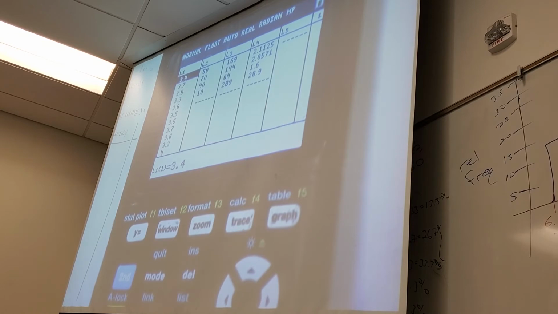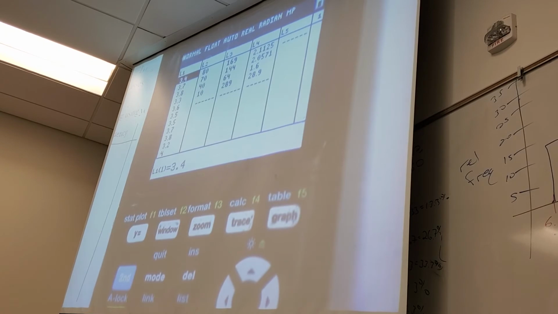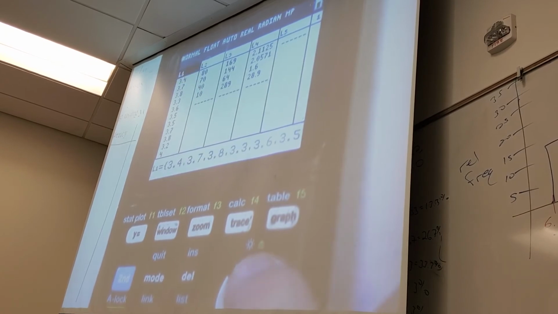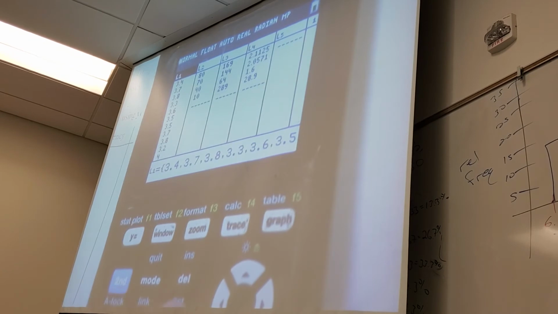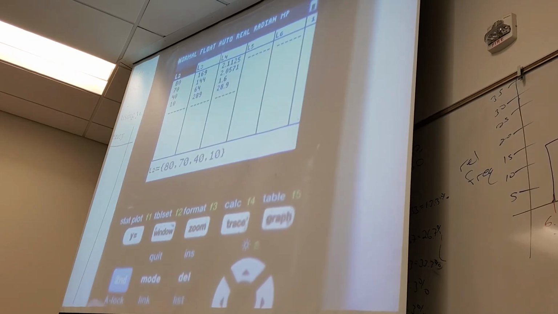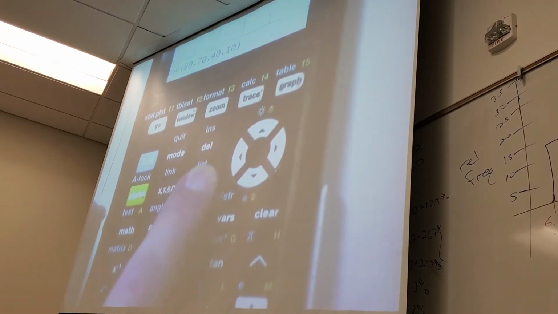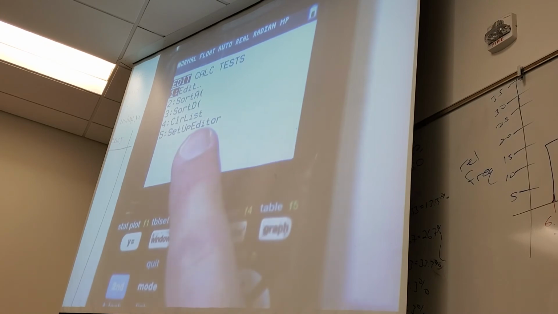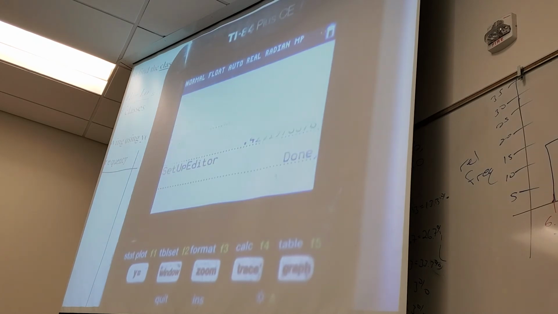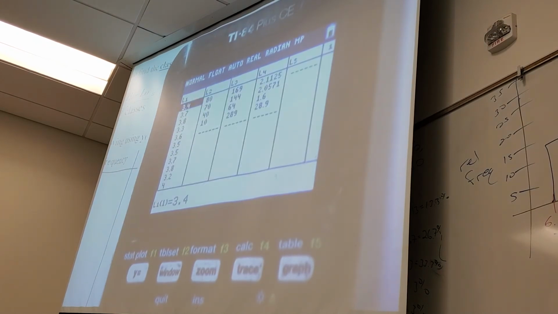So does everybody have L1, L2, L3, L4, L5? Yes? And if you have stuff in L1, go up to L1 and hit clear. If you hit delete, the list goes away. Oh, no. So if you want the list to come back, you hit stat, setup editor, number 5. Enter. And now if you go back in, it's back. Yay. So if you ever lose a list, just do setup editor. By the way, everything I'm saying right now is on that calculator guide that's up on my website that you might want to print out.